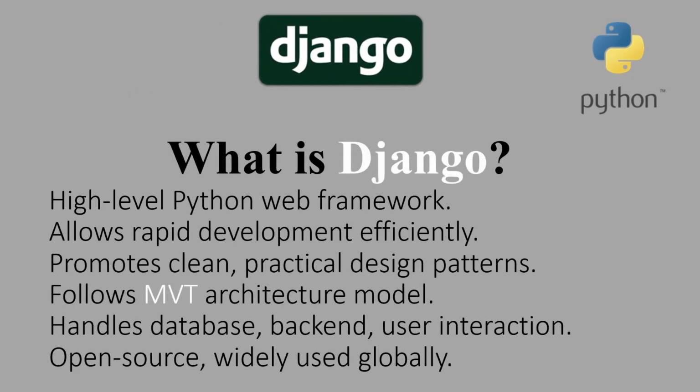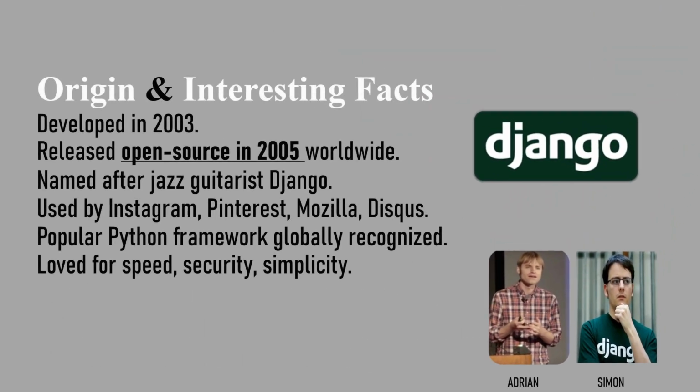Moving forward, what is Django? Django is basically a high-level Python web framework. It allows rapid development efficiency. It promotes clean practical design patterns. It follows the MVT, that is models, views, templates, architecture model. Models handle the database, whereas views handle backend logic. Templates handle the user interface. It's open source and widely used globally.